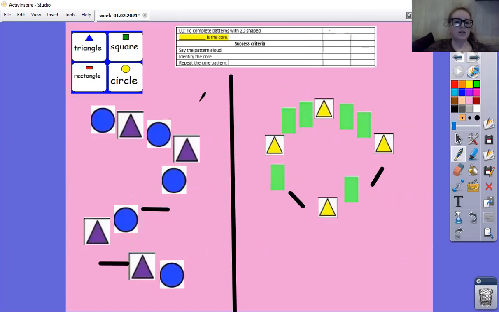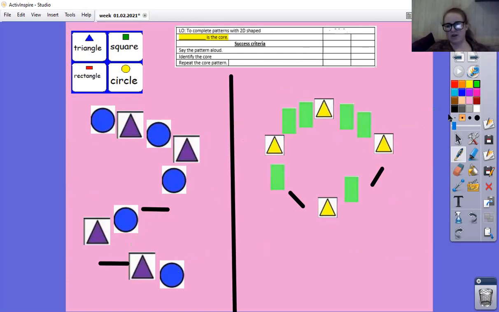Okay. Now the patterns are in different shapes. Do you think we can still do the same thing? Well, let's have a look. Let's say the pattern out loud. Blue circle, purple triangle, blue circle, purple triangle, blue circle, space, blue circle, purple triangle, space, purple triangle, blue circle.